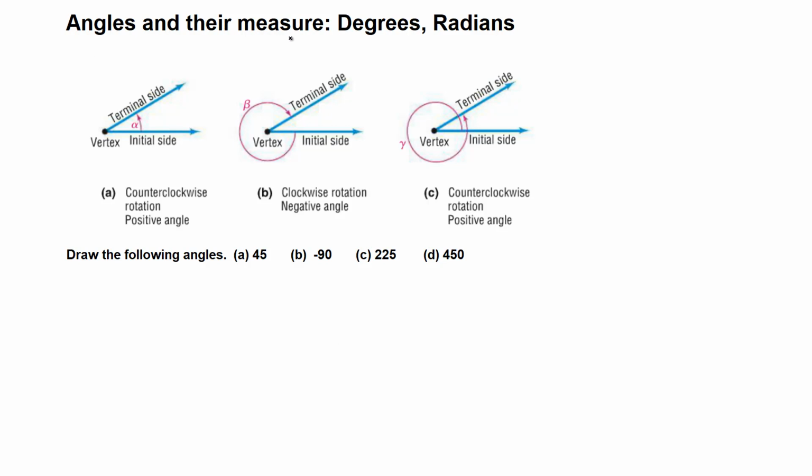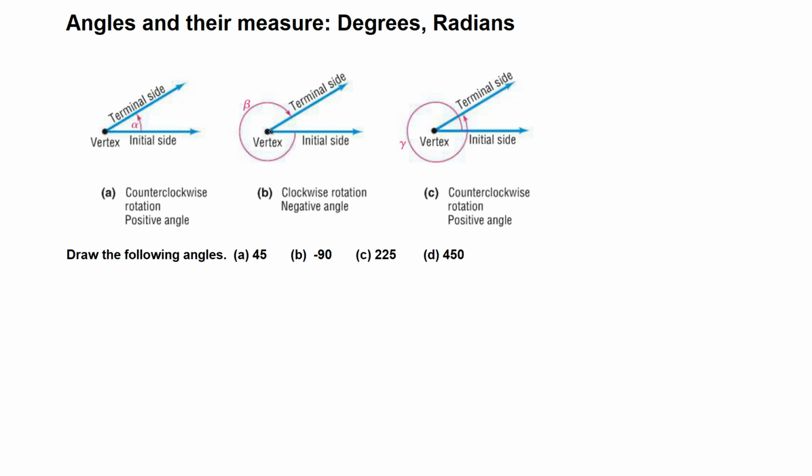Angles and their measure. Degrees, radians. Suppose we have two rays starting from the same point, the vertex. Let's say this is the initial side, and we are going in the counterclockwise direction to the terminal side. Then this angle is alpha, and we say it is positive because of the counterclockwise direction.